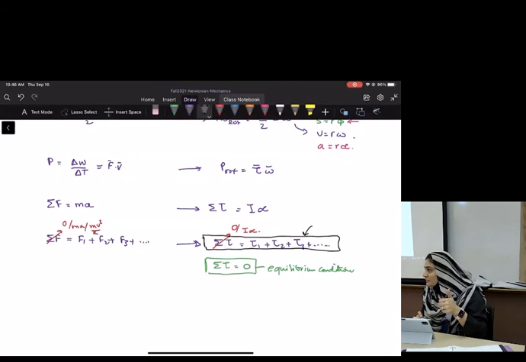Bobbleheads, with me so far? Okay, very good.